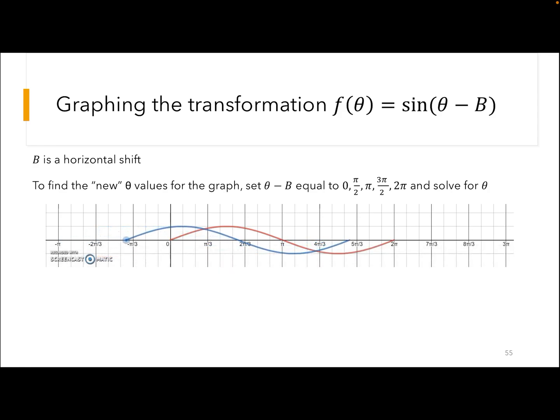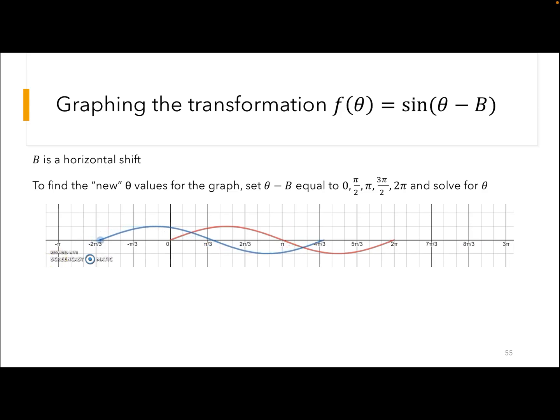So when B is positive, the graph is going to move to the right, and when B is negative, the graph is going to move to the left. The red graph is just the graph of sine theta, and the blue graph is just an animated version of this graph.